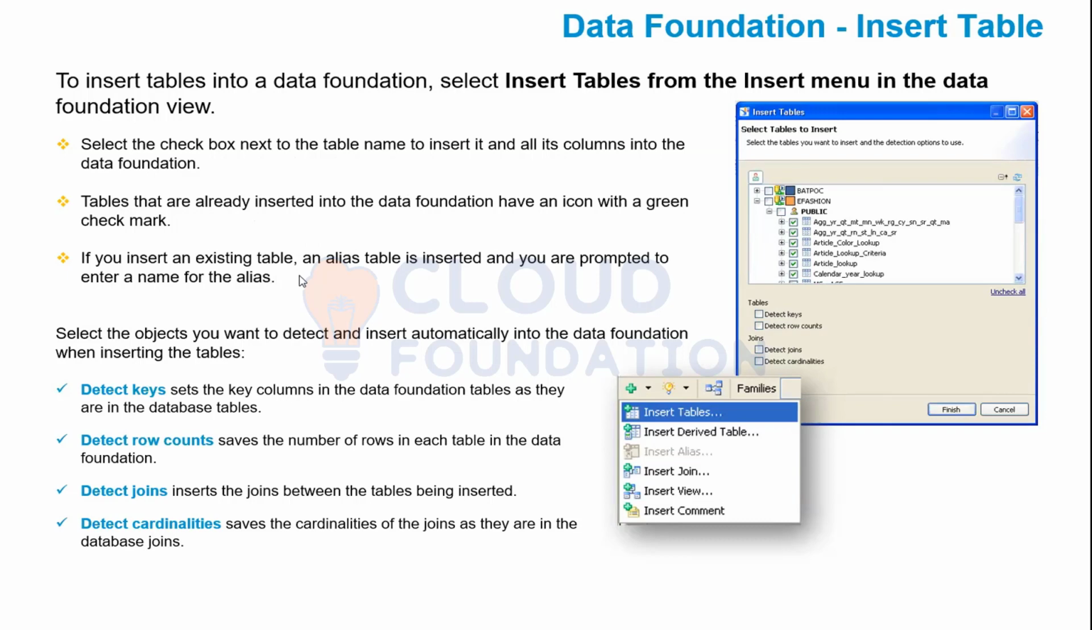If you insert an existing table, an alias table is inserted and you are prompted to enter a name for the alias. So if you are inserting an already existing table, it will ask for a different name to create an alias. So here we will insert the tables, and these detect keys and detect row counts are optional. Based on our requirement, we can select these options.